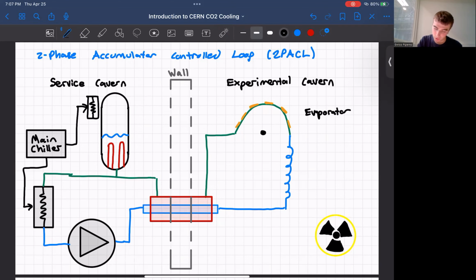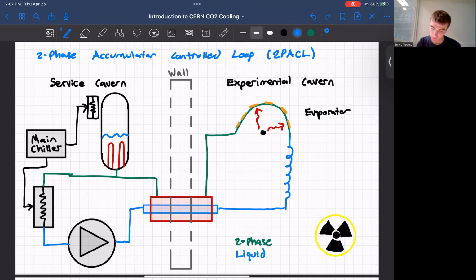So these orange bits here I drew as the silicon sensors, and they're actually measuring the charged particle trajectories. As you can tell, half of the diagram is drawn in dark green, while the rest is drawn in blue. The dark green represents where the refrigerant is two-phase, and blue represents where the refrigerant is liquid.